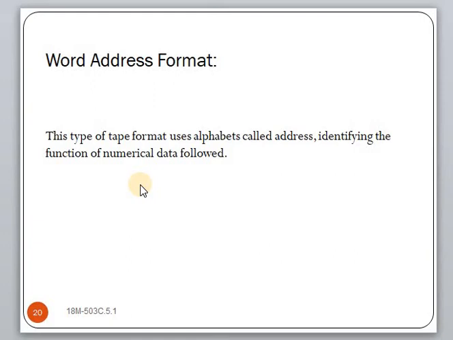With the word address format, only the needed words for a given operation have to be included within the block. The command to which particular numerical data applies is identified by the preceding address code. Thus, it is easy to omit unneeded commands. And word address format has the additional advantage of making it possible to have more than one command of the same type in a single block.